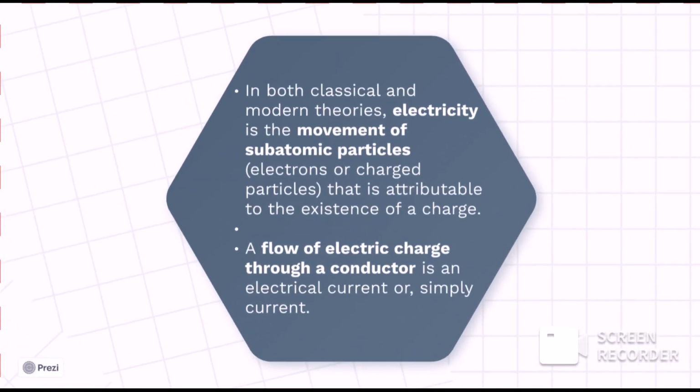As was said by the previous reporter, in both classical and modern theories, electricity is the movement of subatomic particles, which are electrons or charged particles, that is attributable to the existence of a charge. A flow of electric charge through a conductor is an electrical current or simply current. Imagine it being like water in a river carrying energy. The electric charge in the electrons causes resistors in light bulbs and electric fires to heat up. It also creates magnetic fields in motors, inductors, and generators.